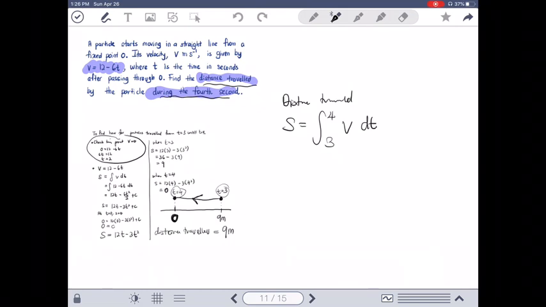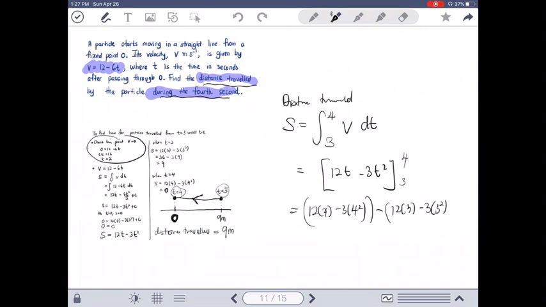to t. Okay, so which means that if we integrate, we should get 12t minus 3t squared, from 3 to 4. Top minus bottom, no more integration, so we get 12 times 4 minus 3 times 4 squared minus 12 times 3 minus 3 times 3 squared. You should get a negative 9.